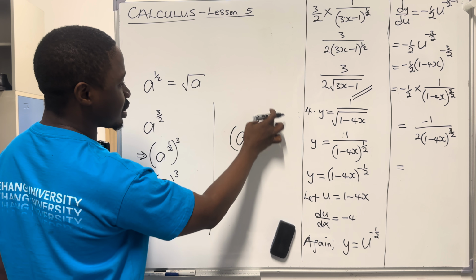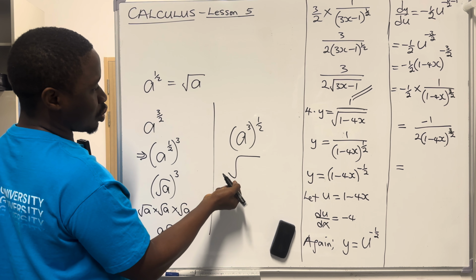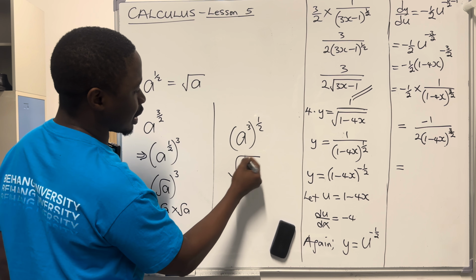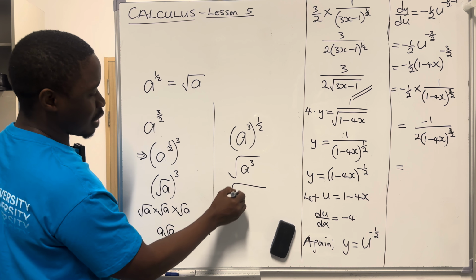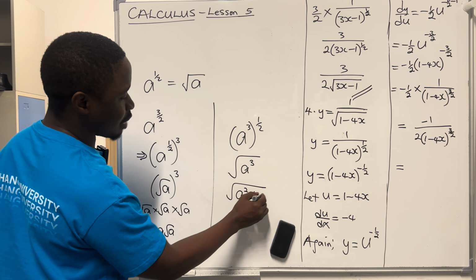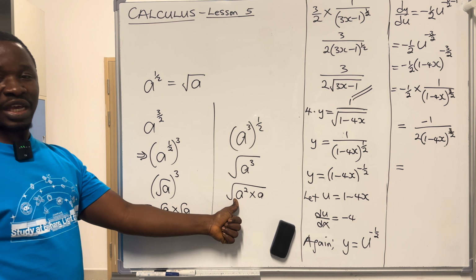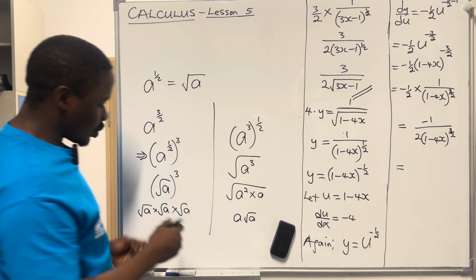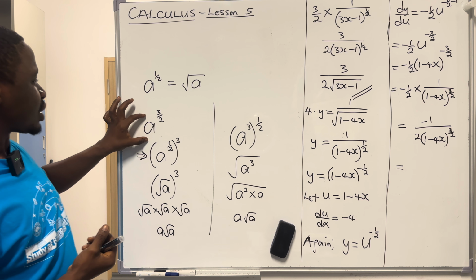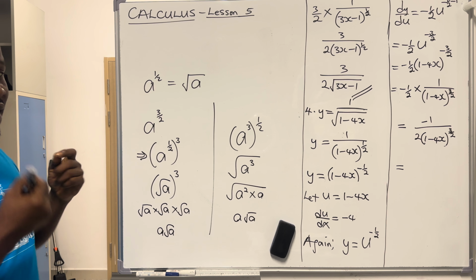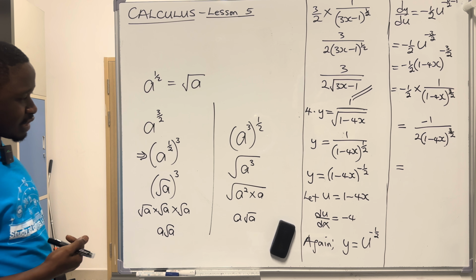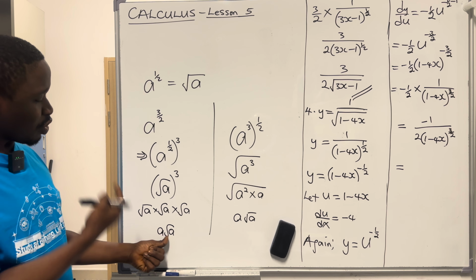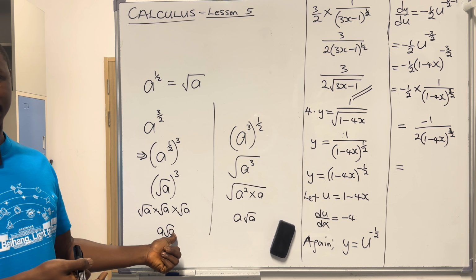The half here means roots. Root of what? A to the power 3. So a to the power 3 is the same as a squared times a. And the square root of a squared, a, it goes out. So we are left with that one. So know that any value raised to 3 over 2 is equal to what? That value times the root of the same value.